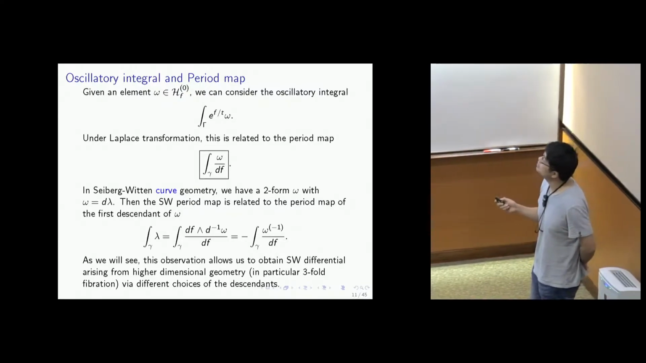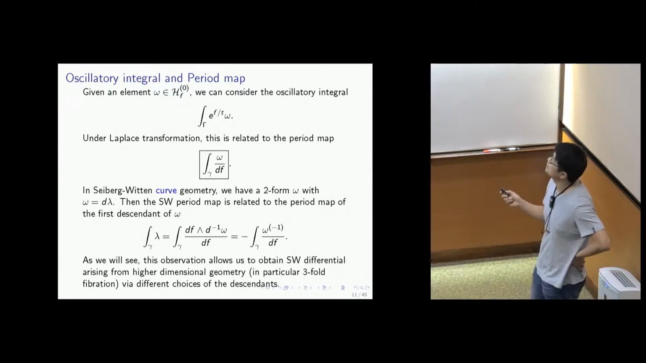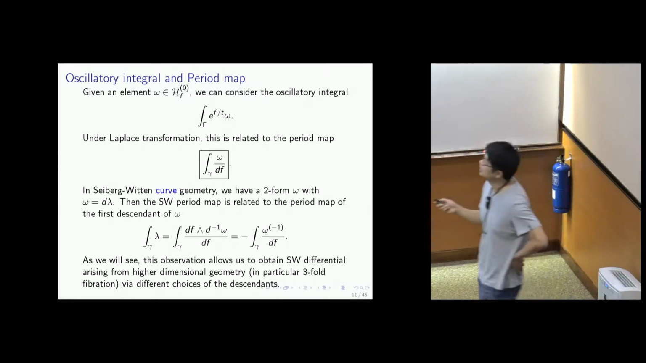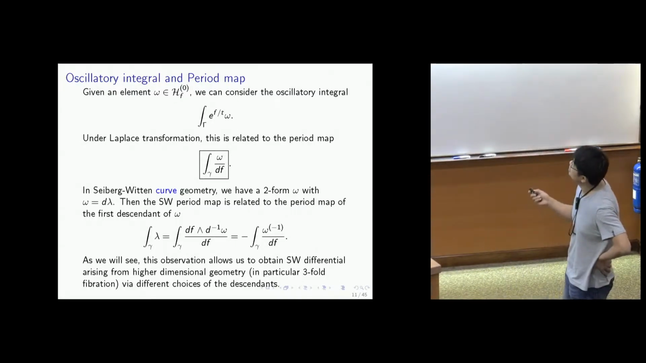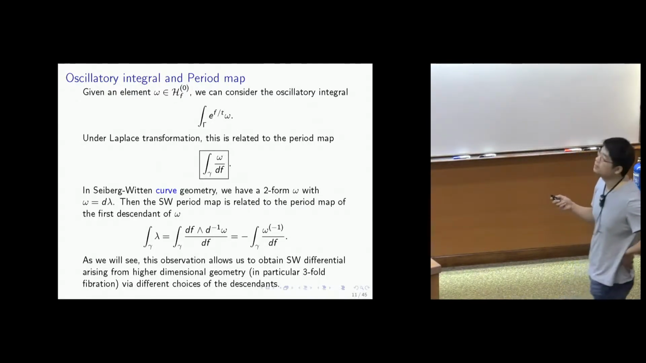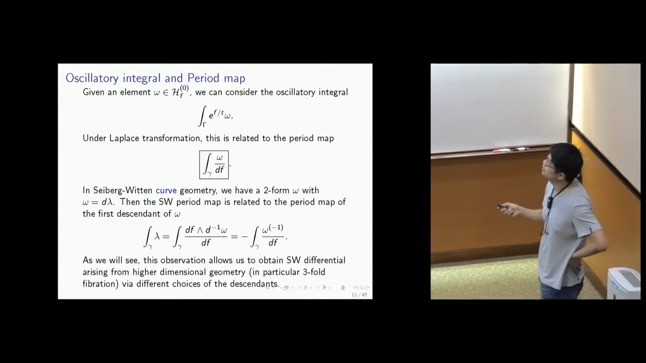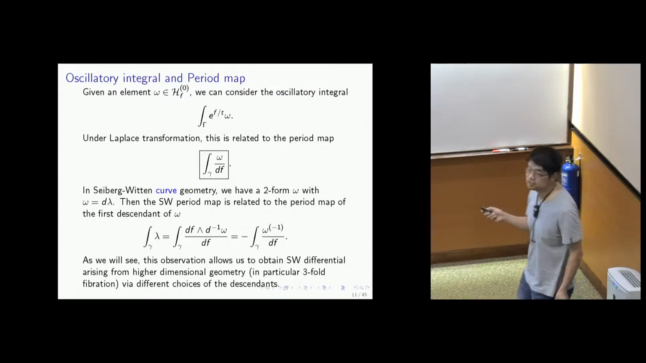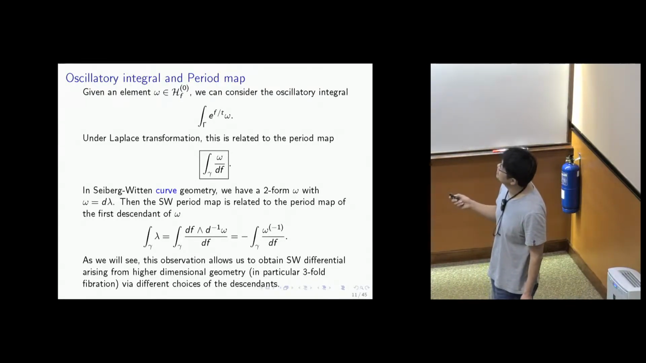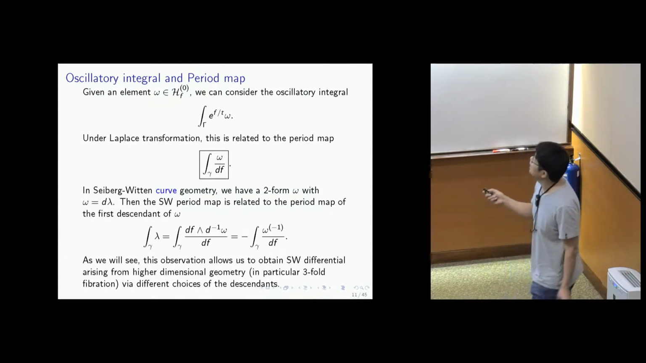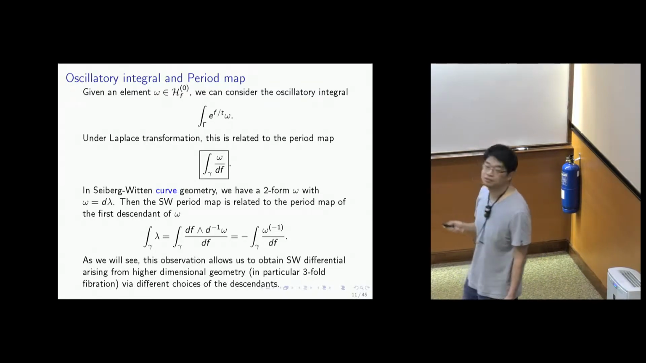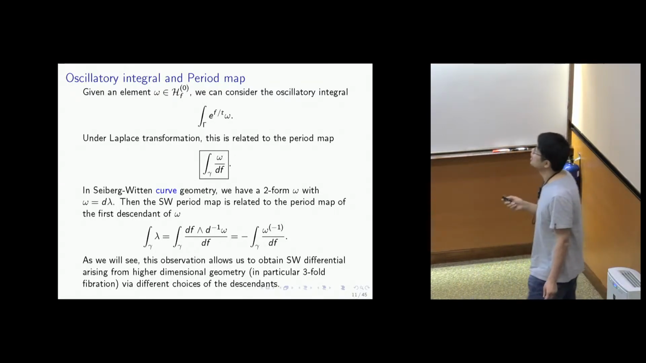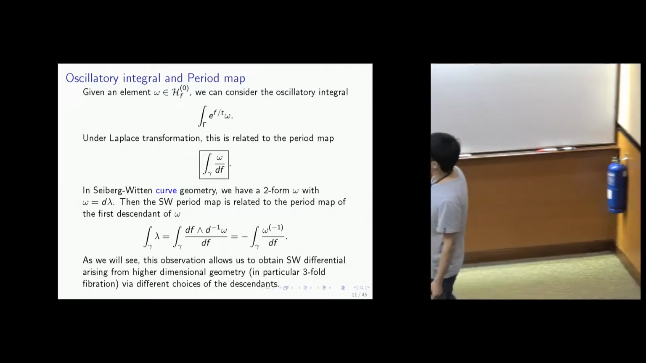In Seiberg-Witten curve geometry, we have two-forms, say omega. We usually write it as d lambda, then look at the period of lambda. This process can be organized in the following way. If you would like to understand the period of lambda over vanishing cycles, this is the same as the operation of taking the inverse of wedge df, divided by df. And as I mentioned, this operation is the same as the first descendant of the form. And this is the way you obtain the Seiberg-Witten differential.